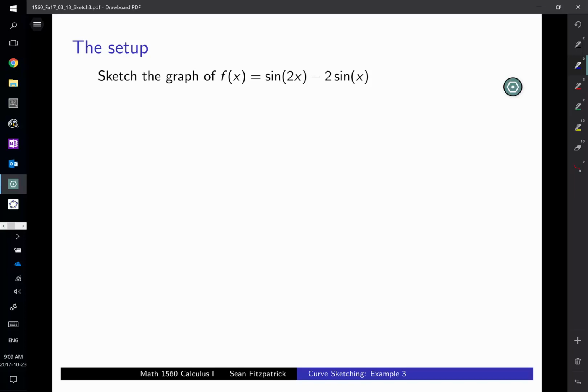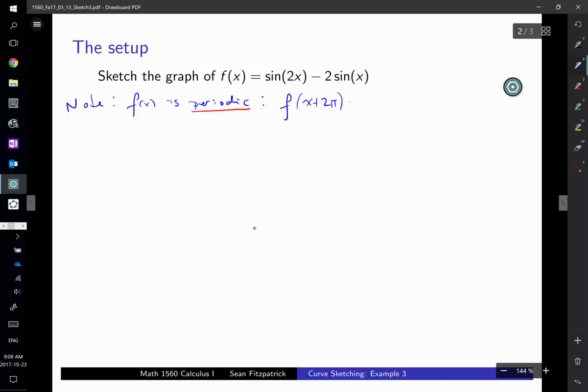Now, here we have one additional observation that we need to make, which we don't really use when we're dealing with other graphs. So the observation that we make is we note the following. f of x is what's called periodic. So what does it mean to say that the function is periodic? It means that f of x plus 2 pi is the same thing as f of x for any real number x. So the graph repeats every 2 pi, right? We know this because we know that the sine function is periodic with period 2 pi. Sine 2x is actually periodic with period pi, but the entire thing repeats every 2 pi.